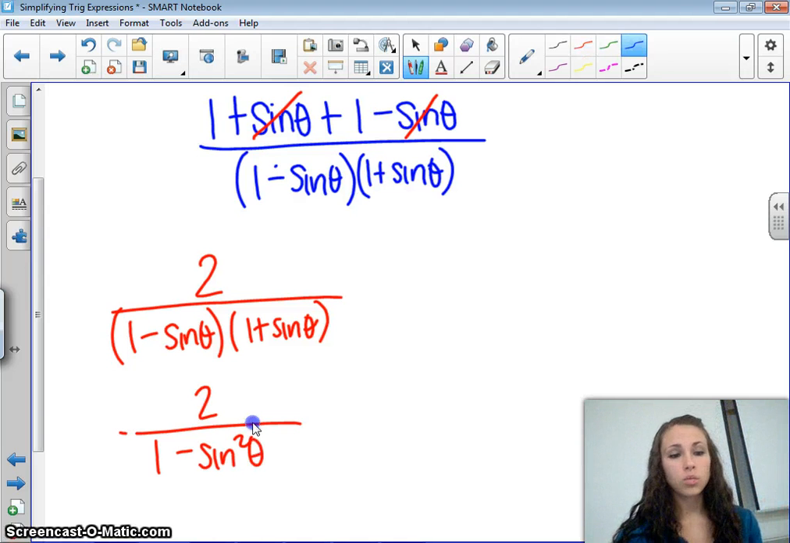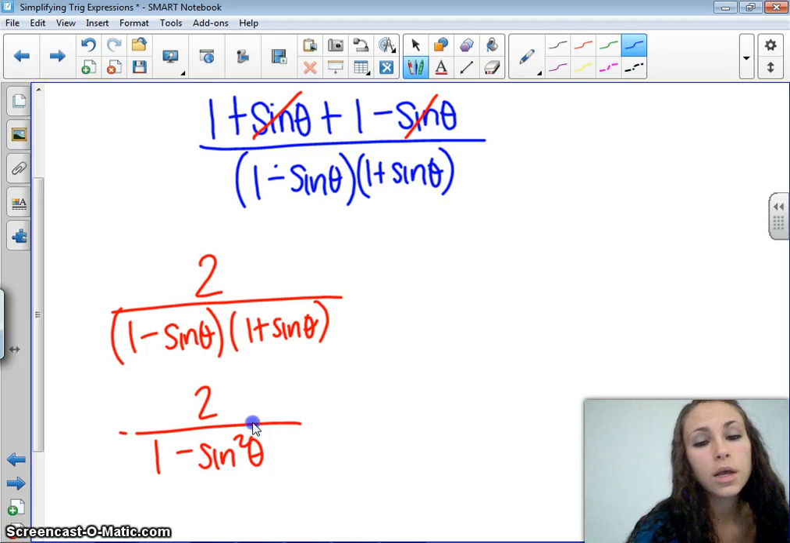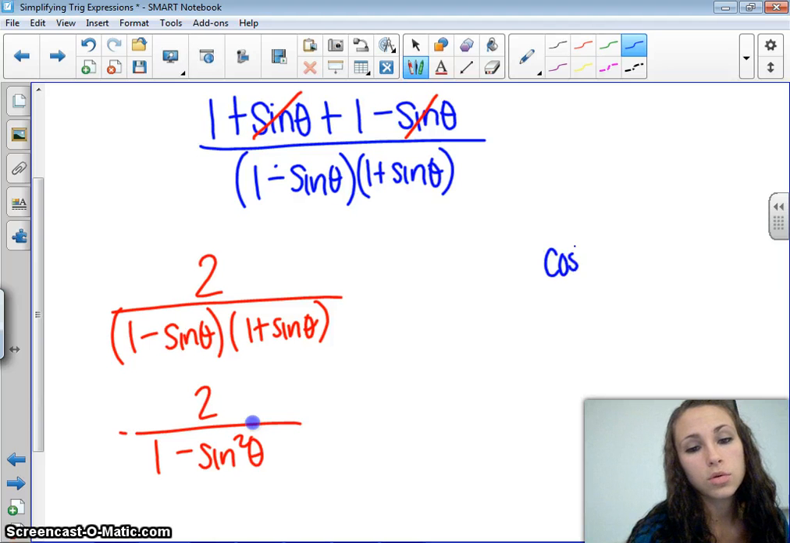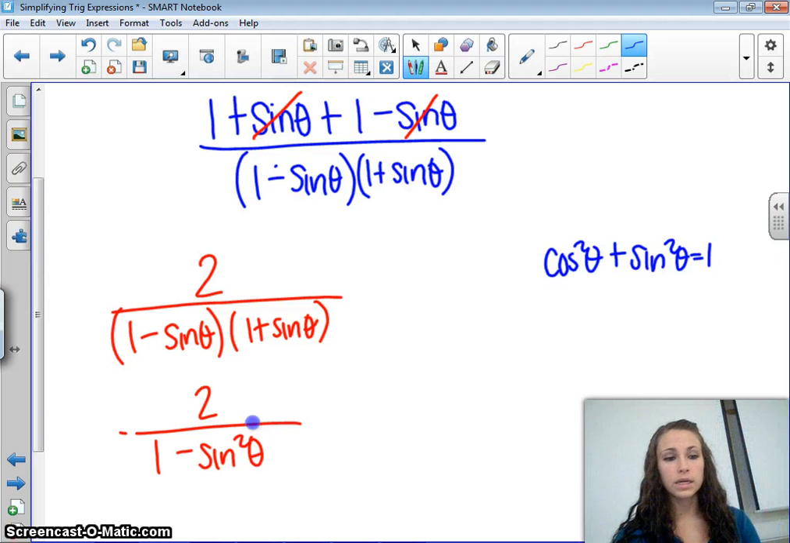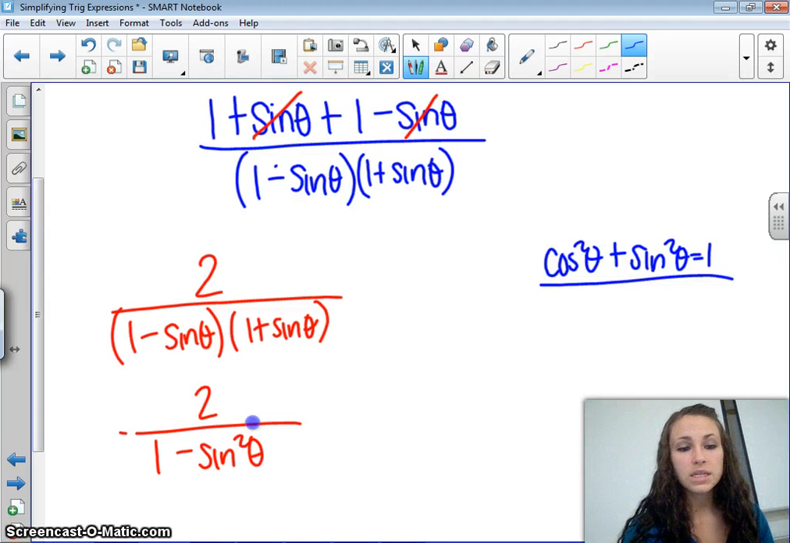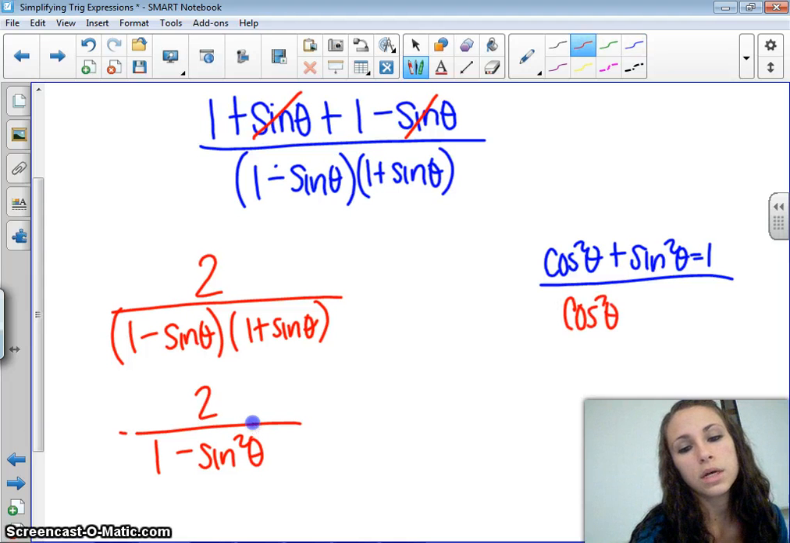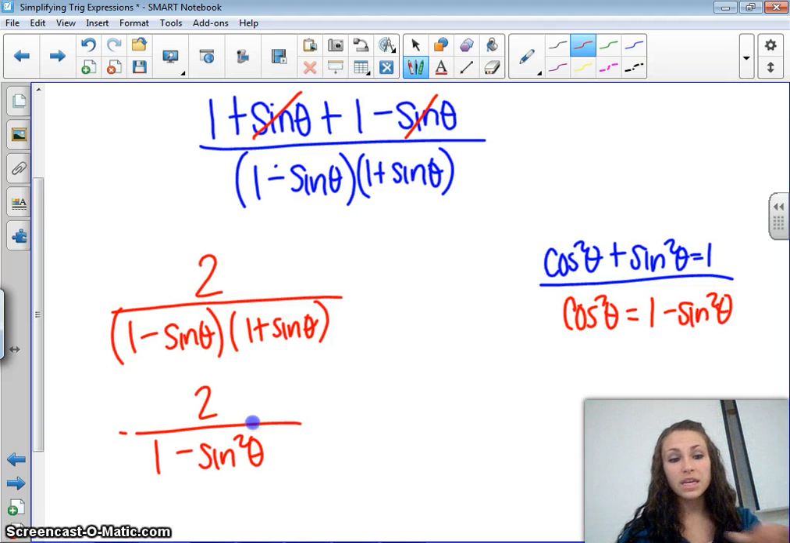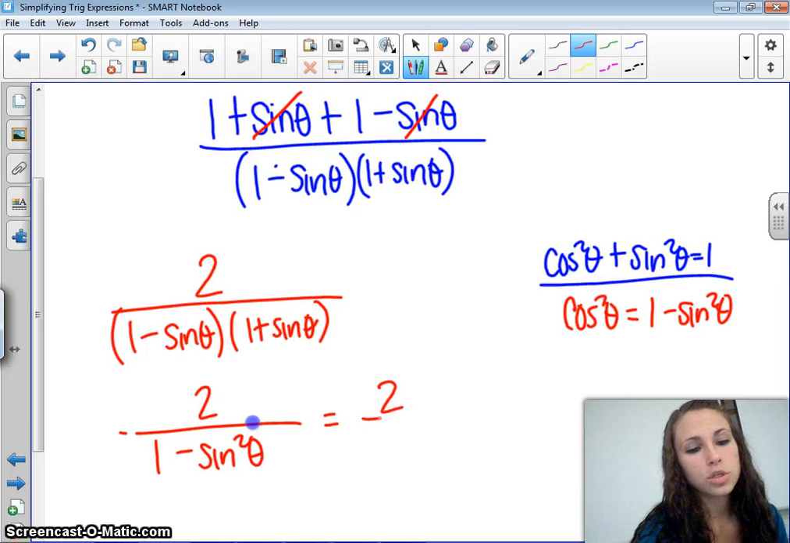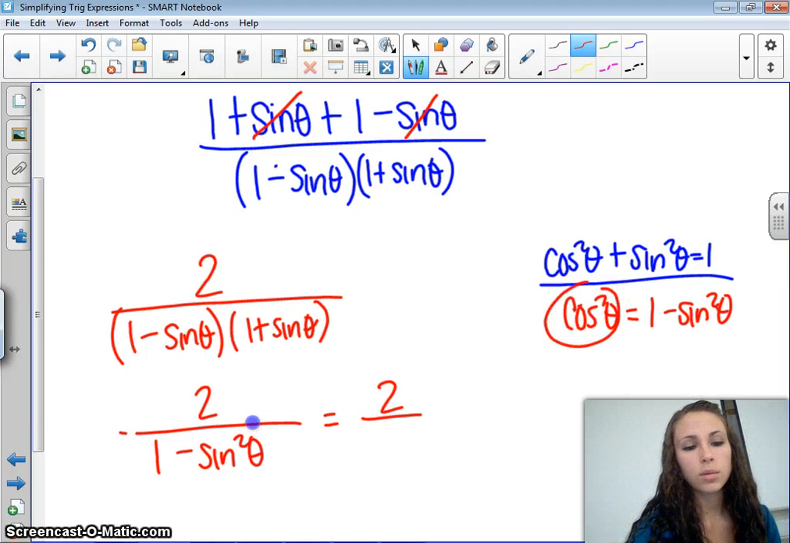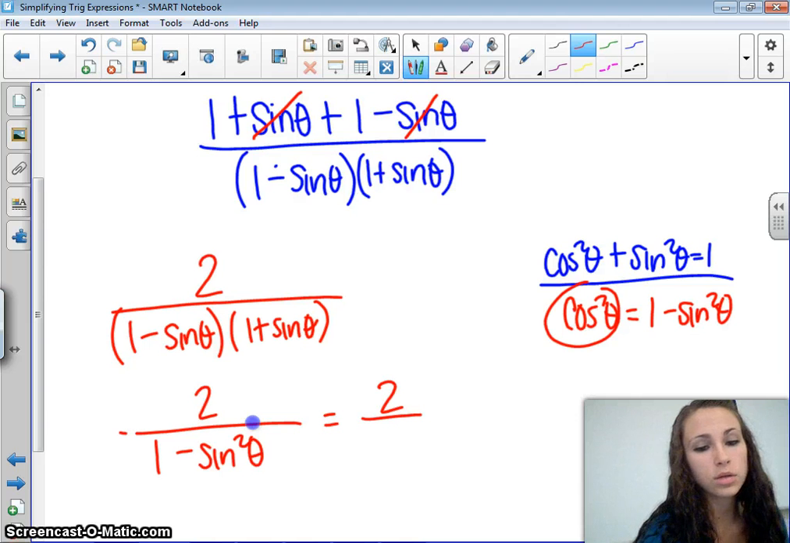And so I see a 1 and I see a sine squared in the same denominator. And so I'm going to automatically think cosine squared plus sine squared equals 1, that Pythagorean identity. And so if I wanted to make my identity look like the problem, then I would just subtract my sine squared over. So cosine squared is going to equal 1 minus sine squared. And so whenever I plug in for that, this is just going to be 2 over, I'm taking this cosine squared and I'm going to plug it in for the 1 minus sine squared. That's the same thing. So I've really just got this.